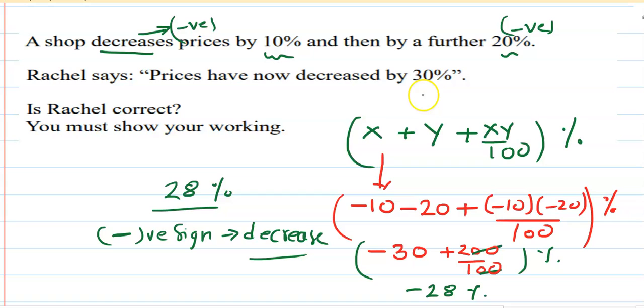Rachel said it is 30%, but what we got is 28%. So Rachel is wrong, because once you simplify, you get a 28% decrease rather than a 30% decrease. I hope things are clear. I can explain one more question here.